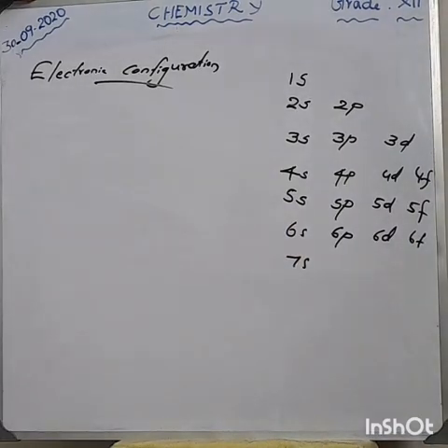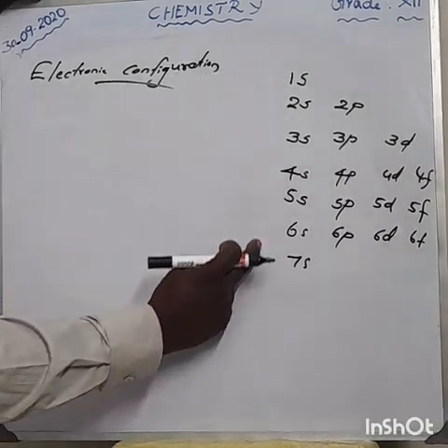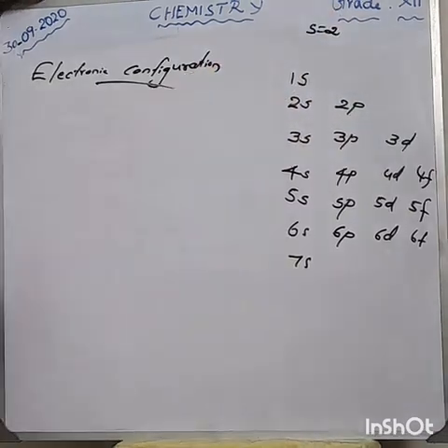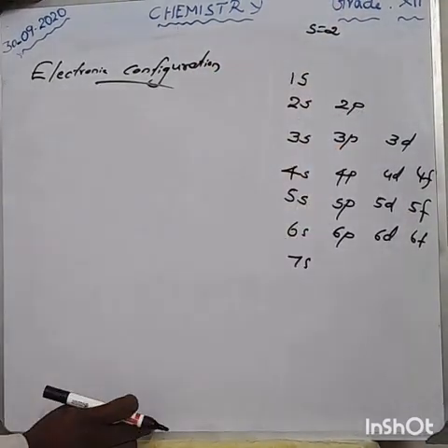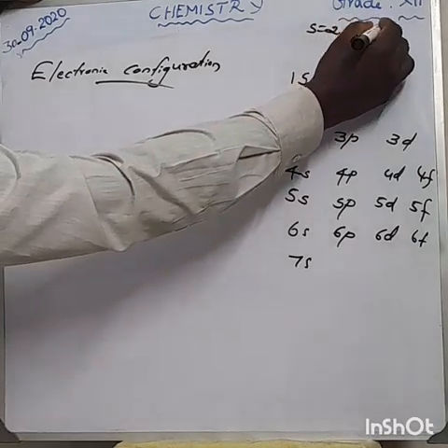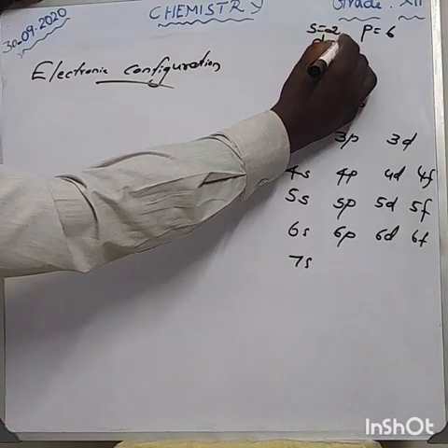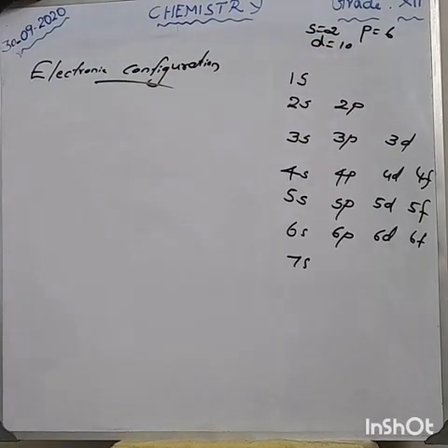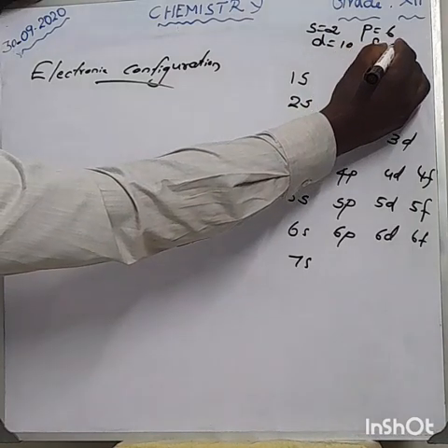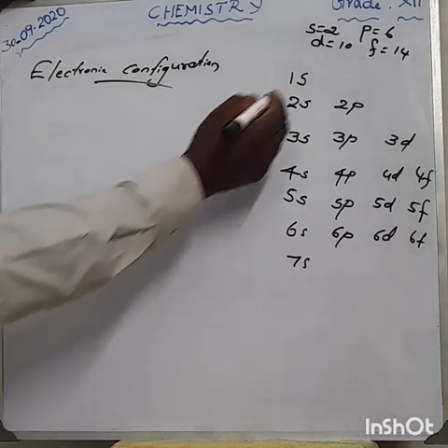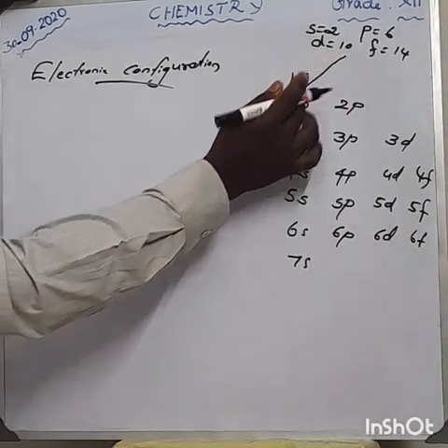In every s subshell we can accommodate a maximum of 2 electrons. In every p subshell we can accommodate a maximum of 6 electrons. In the d subshell we can accommodate a maximum of 10 electrons. And in the f subshell we can accommodate 14 electrons. This we already learned in the Aufbau principle and also Hund's rule. Okay, here, first one.